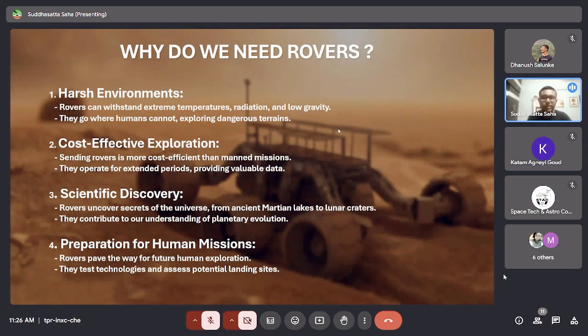And also for preparation for human missions, like scientists need to do a certain amount of homework before sending astronauts, or humans, to another planet. So they need to get a complete understanding of that planet, the conditions there, or any celestial body for that matter. So rovers can be used to do that homework for them.